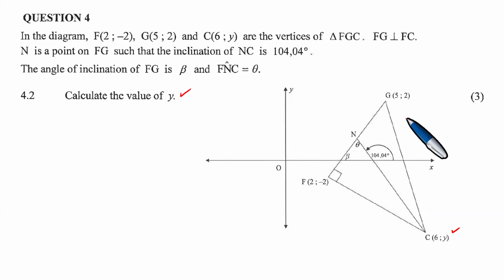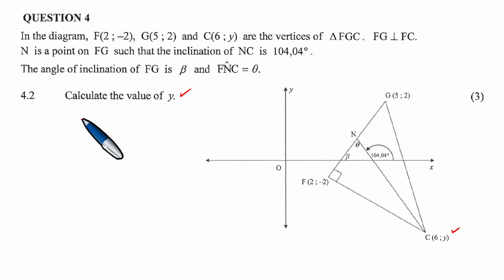Because at this point, what would the gradient of the line FC be? We know that FC and FG are perpendicular to each other. If you have perpendicular lines, then the product of their gradients equals -1. So we can most certainly use that fact.